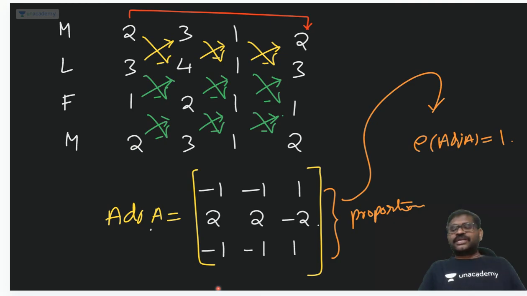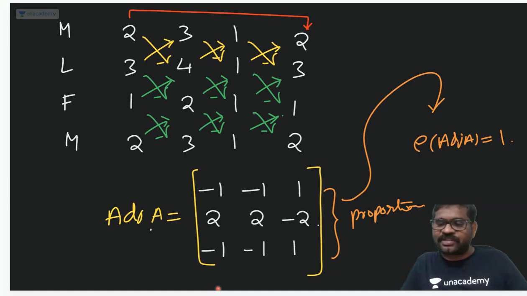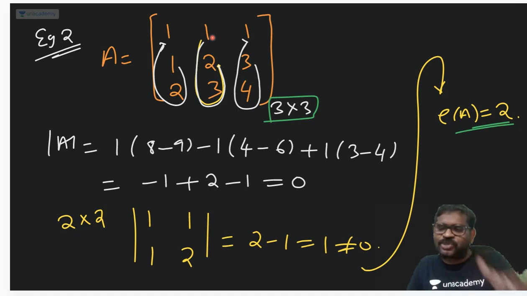Another method to calculate the rank of the matrix. Sir, already you have explained one method. Why is another method required? This minor approach, you can apply up to 3 cross 3 and 3 cross 4. Okay.